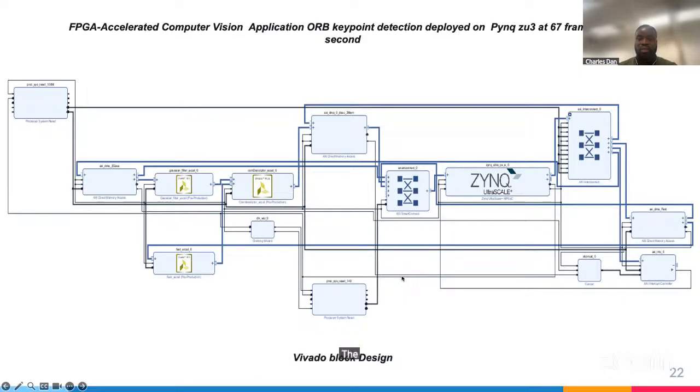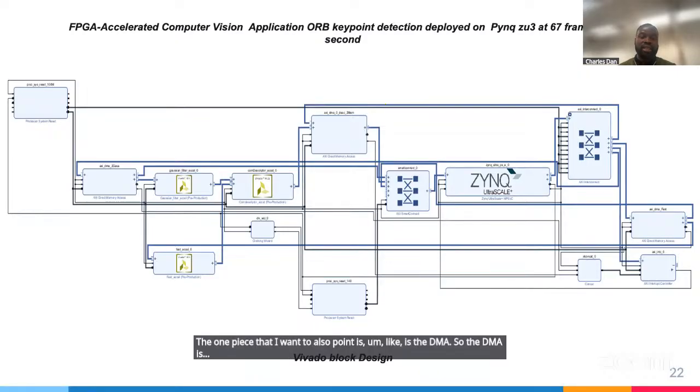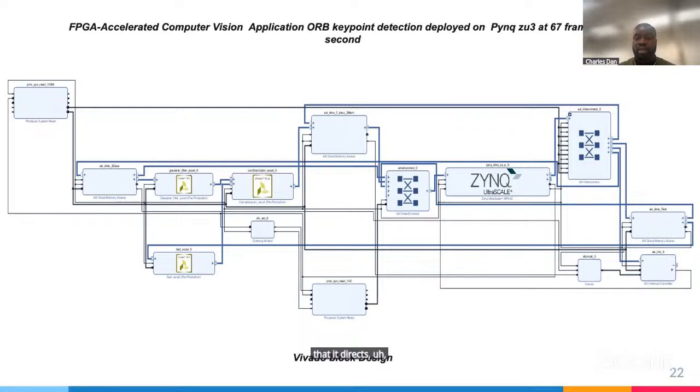The one piece that I also want to point out is the DMA. The DMA is the direct memory access. The ARM processor on the PS side needs to get the image into the PL and get the result back out as well, without stalling itself or doing it manually. So the DMA is basically used to handle the data transfer between the PL and the PS.